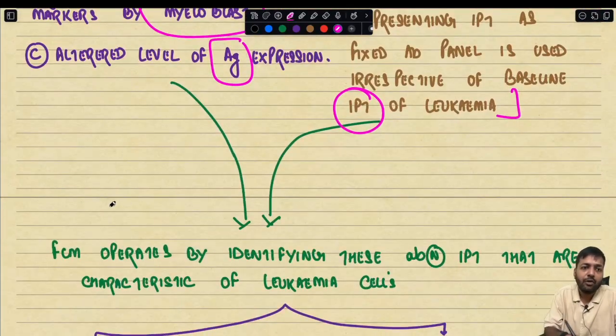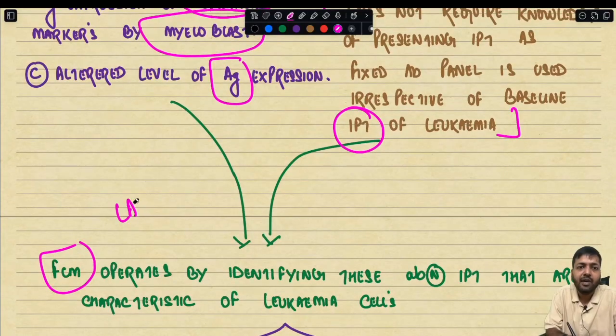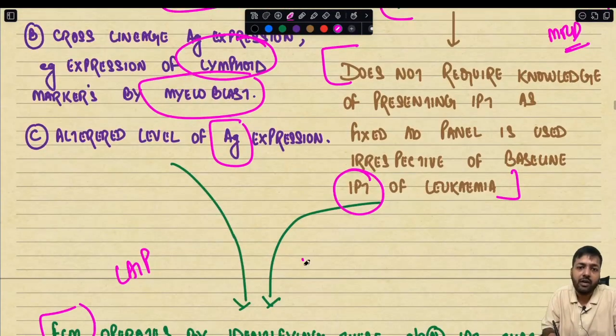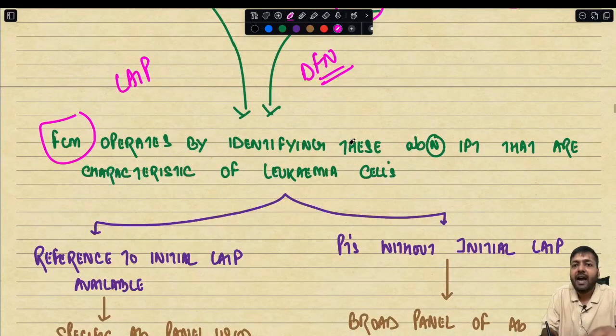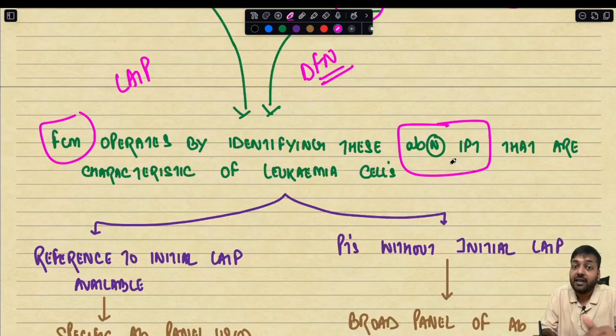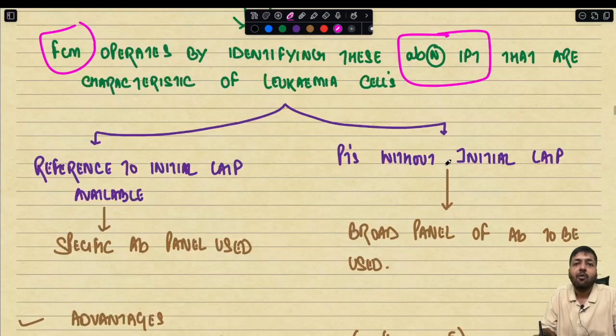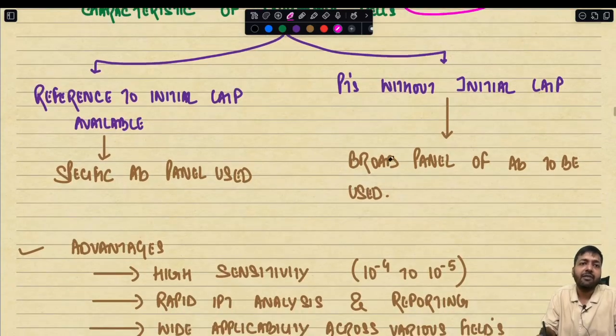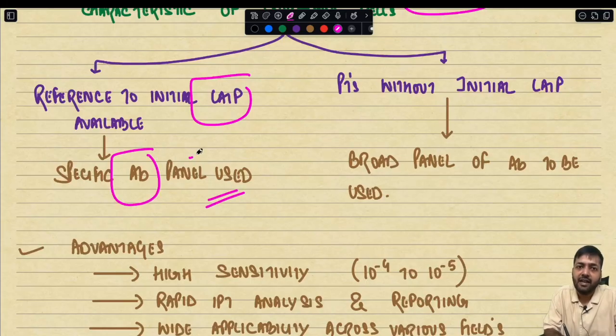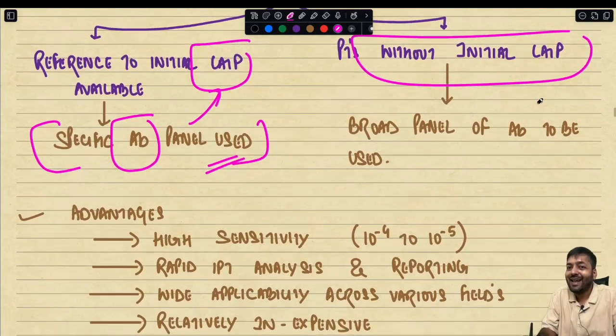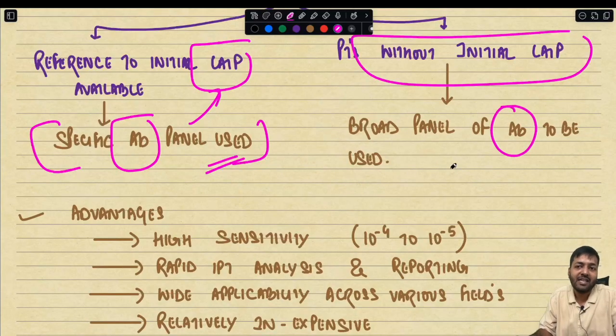With either pattern, using either LAPE or the DFN approach, flow cytometry operates by identifying these abnormal immunophenotypes that are characteristic of leukemia cells. Now, while you are conducting the flow cytometry, if a reference to the initial LAPE is available, then the specific antibody directed at identifying this immunophenotype will be used. So over here, a specific antibody panel can be used for detection of that immunophenotype. Suppose the initial reference is not present, in that case you have to use a broad panel of antibodies so that you can detect that abnormal leukemia associated immunophenotype.